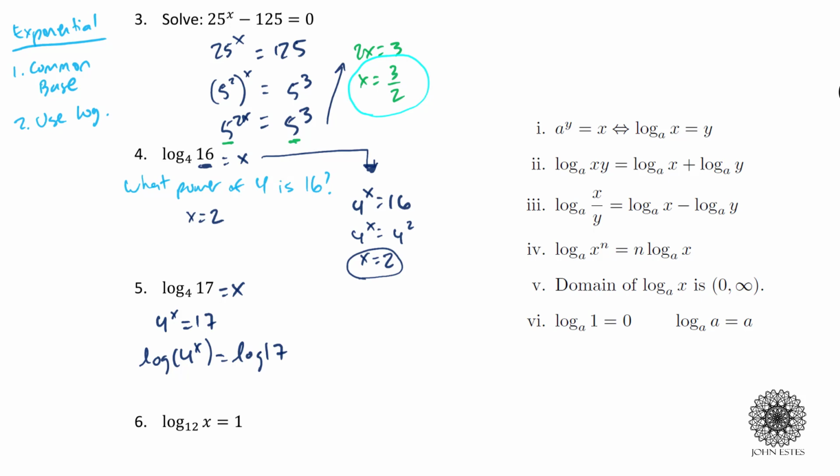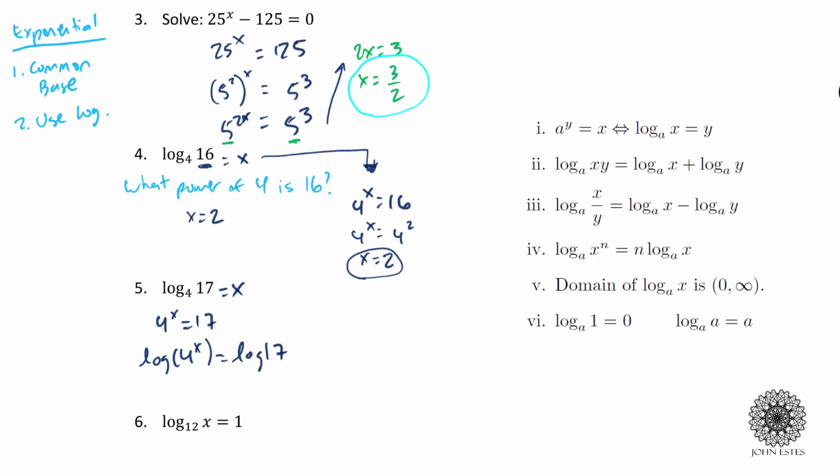And now the reason I want to do that is because one of my principles of logarithms, as you can see here, says that log base a of x to the n is the same as n times log base a of x. So in other words, the exponent can be multiplied out front.